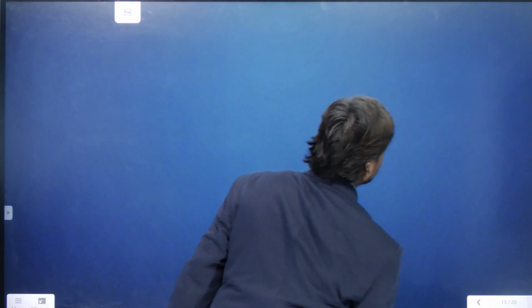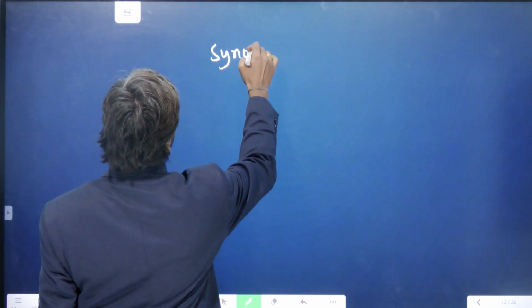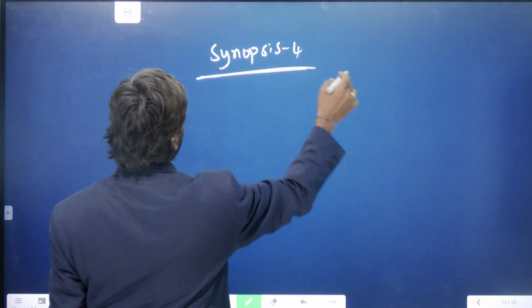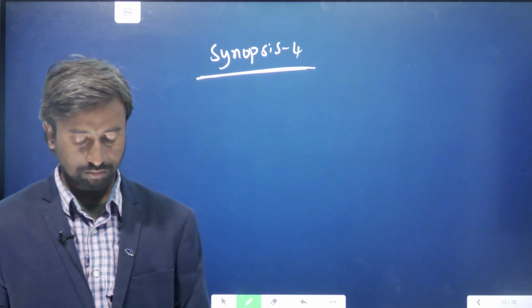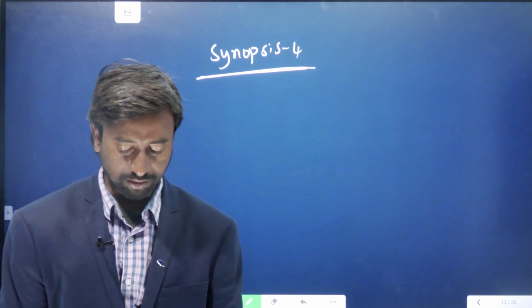So next one, synopsis 4. In synopsis 4, it is explained about the inertial frame and non-inertial frames there.